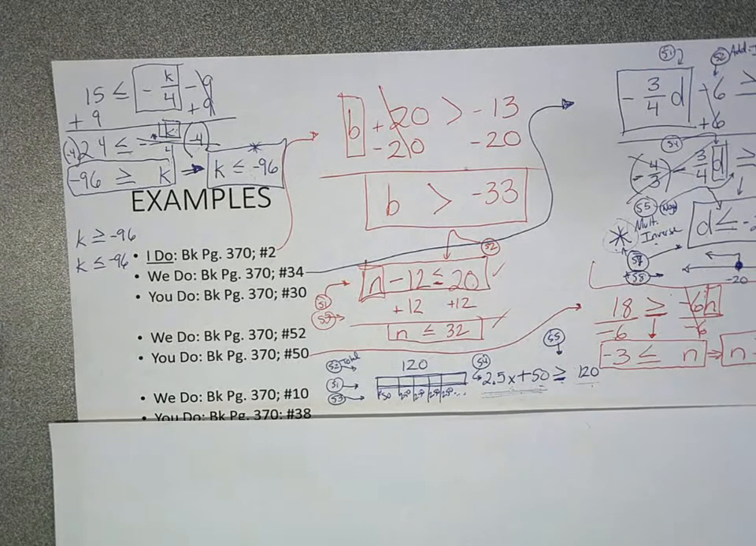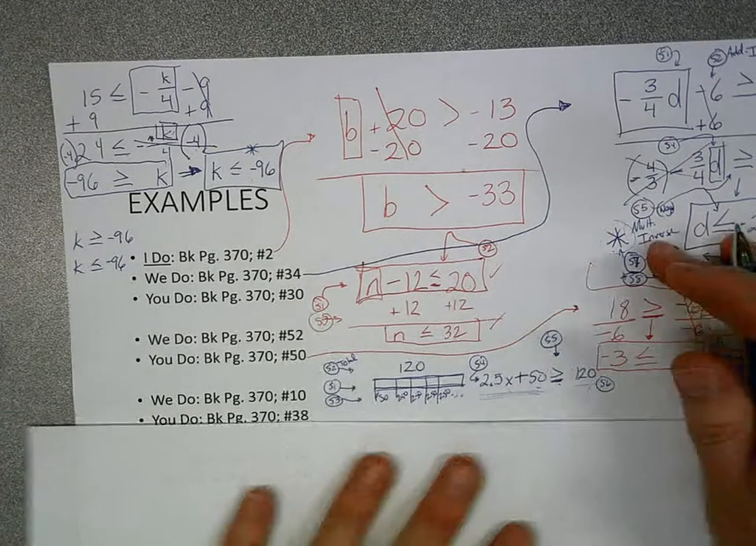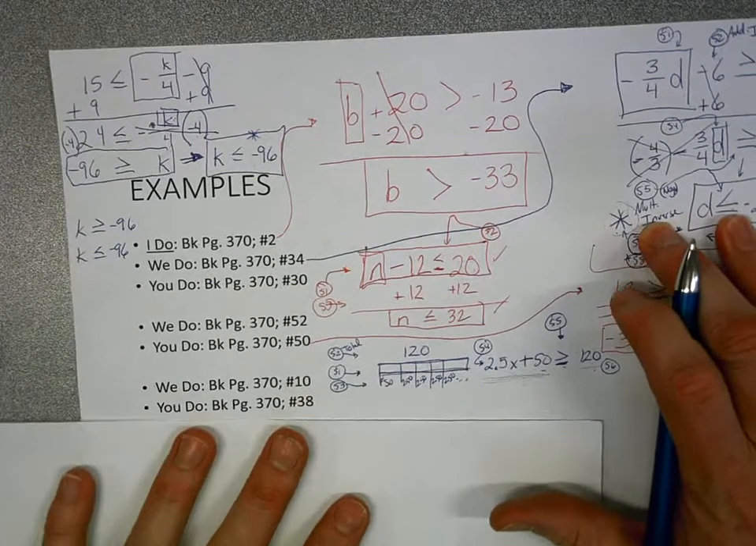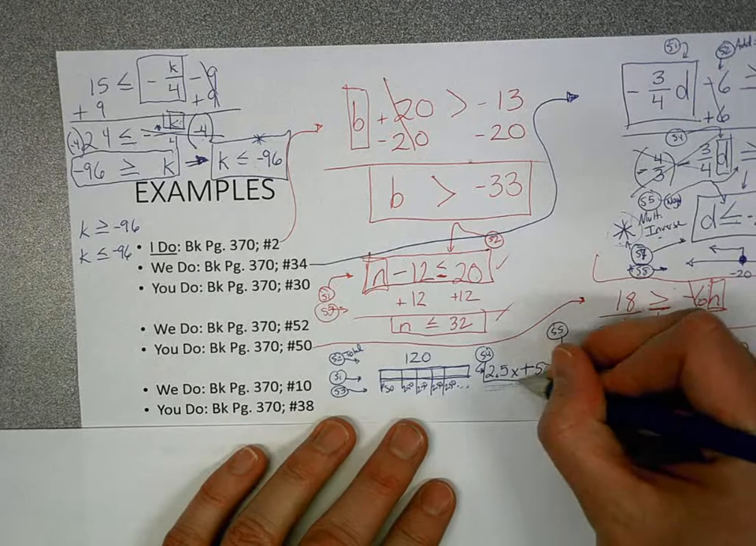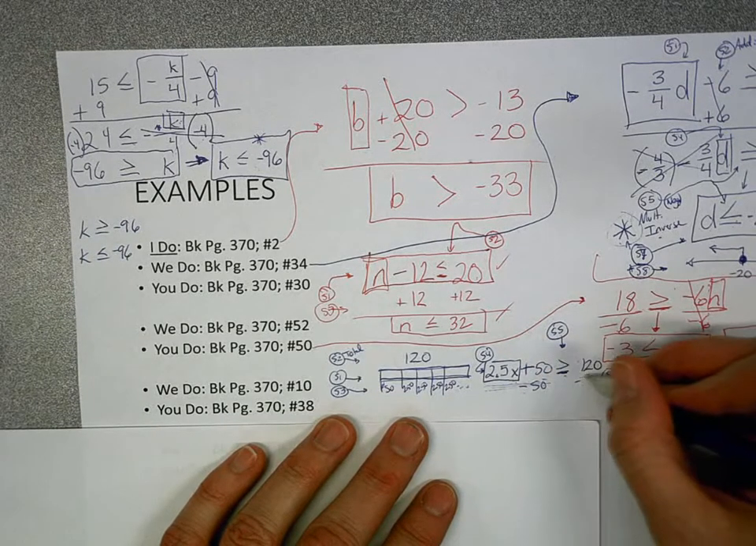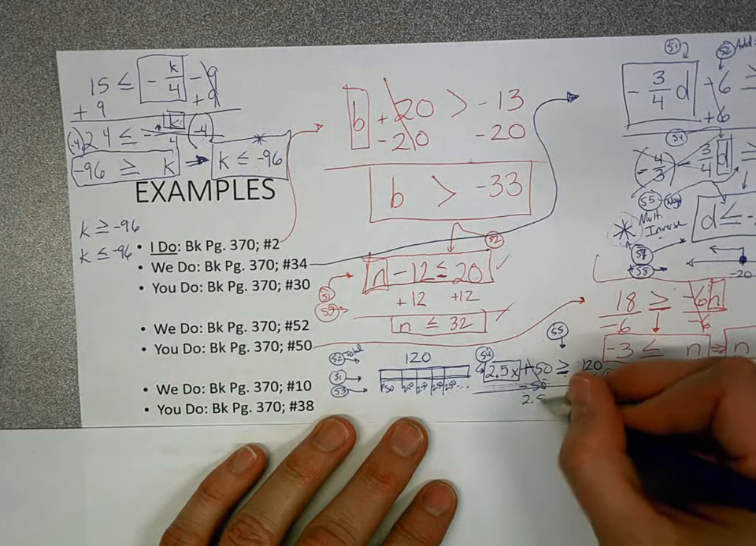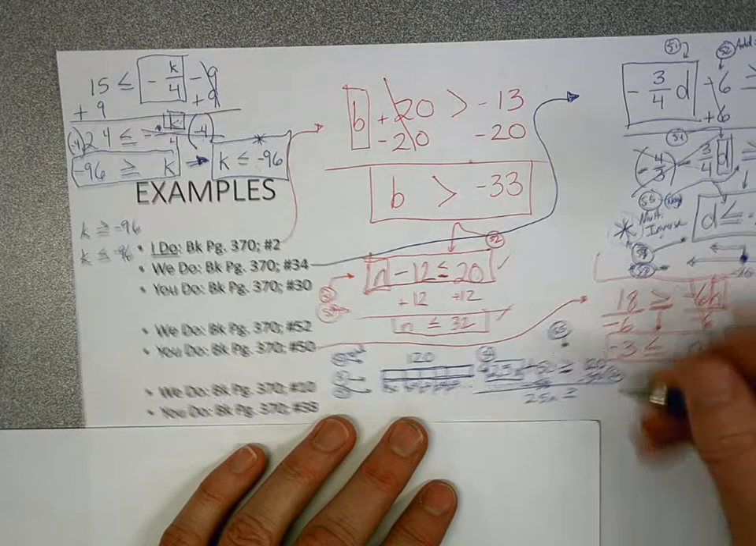Now it does say solve, right? So step 6. I'm going to go ahead and solve. So here's our variable expression. I'm going to go ahead and subtract 50 from both sides. So these cancel. I end up with 2.5x is greater than or equal to 70.